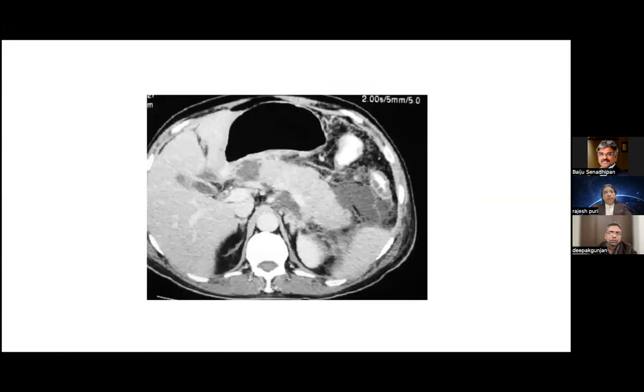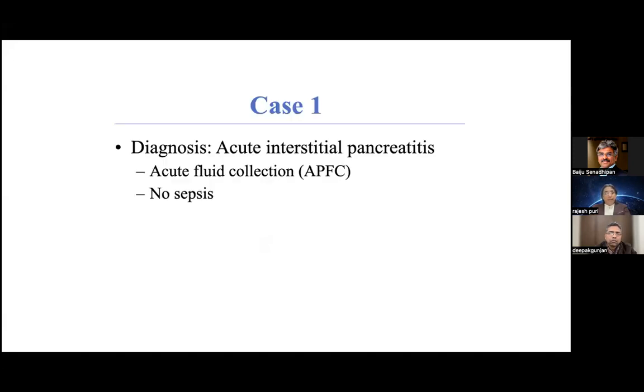This was the CT scan. You can look here. There is a small amount of fluid collection, peripancreatic, near the spleen and near the head. The entire pancreas appears to be hyperperfused. So no evidence of pancreatic necrosis. And you see the patient has an acute peripancreatic fluid collection after an episode of mild pancreatitis. So what is the diagnosis? Acute interstitial or mild pancreatitis with acute fluid collection.